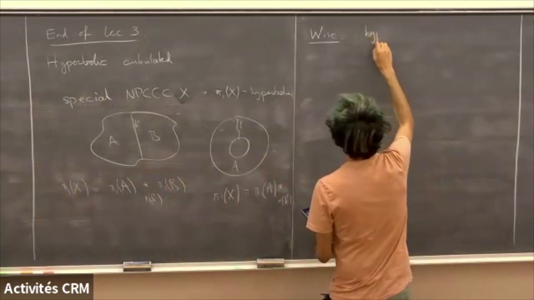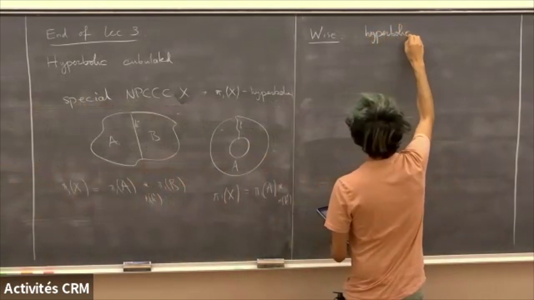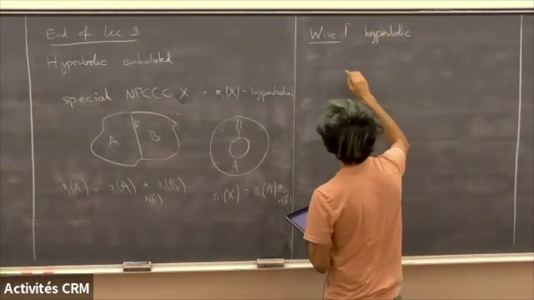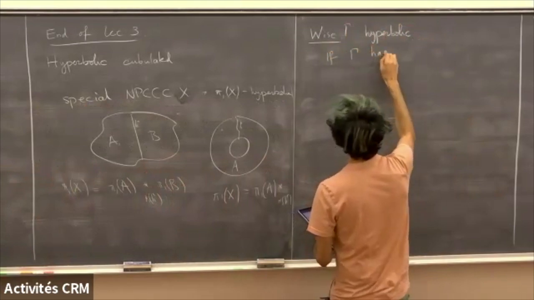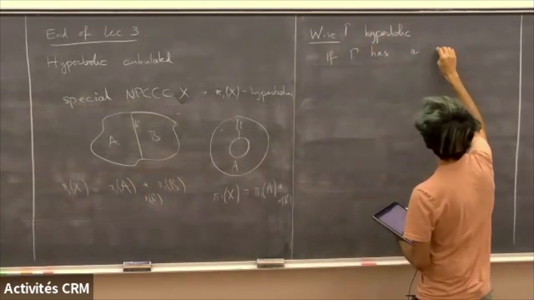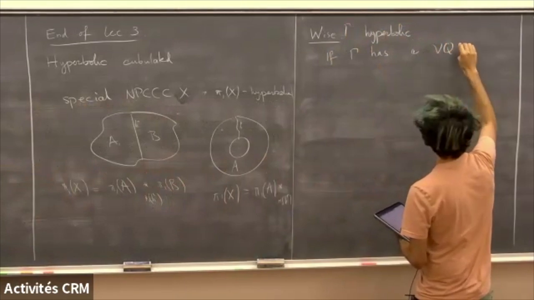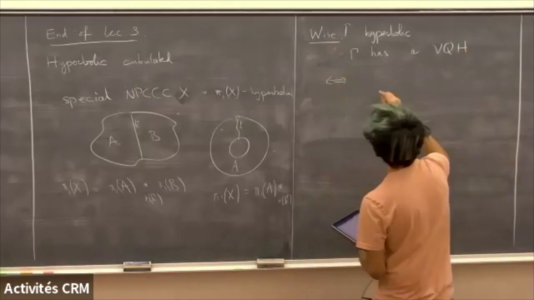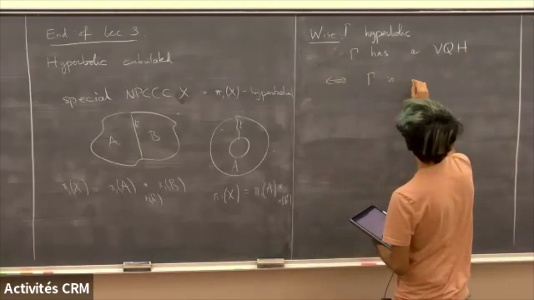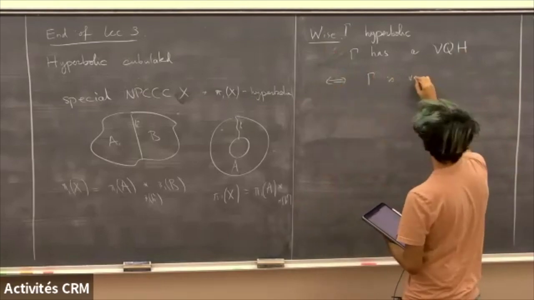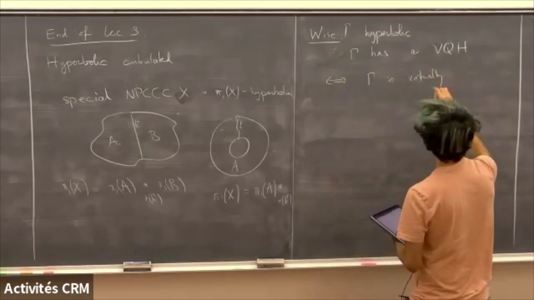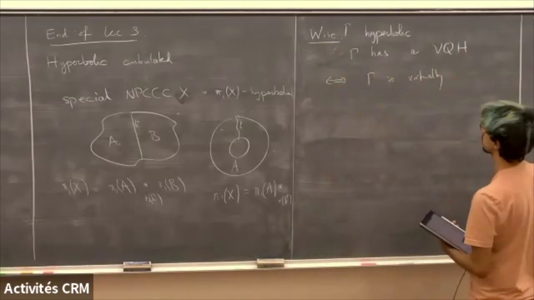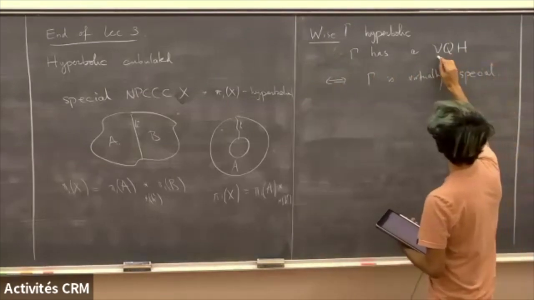So let gamma be hyperbolic. If gamma has what's called a virtual quasi-convex hierarchy, then gamma is virtually special, meaning it has a finite index subgroup that's the pi1 of a non-positively curved cube complex. Okay, so what is this thing?